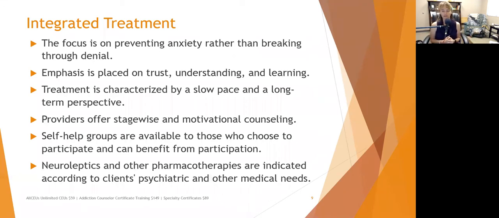participate in those. And neuroleptics and other pharmacotherapies are indicated according to the client's psychiatric and other medical needs. So we're not saying this is a drug-free program, you can't be on any medicines. We're saying we're going to take each person individually and figure out what the psychiatrist thinks is the best course of action.